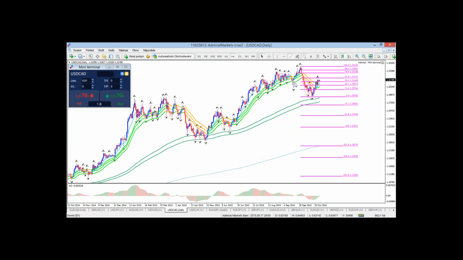Wouldn't be surprised maybe to see a bigger correction like this. I'm not too convinced about the upside at this moment. I like the pound, the dollar yen even more, the euro dollar more, the Aussie more. It doesn't look that great.